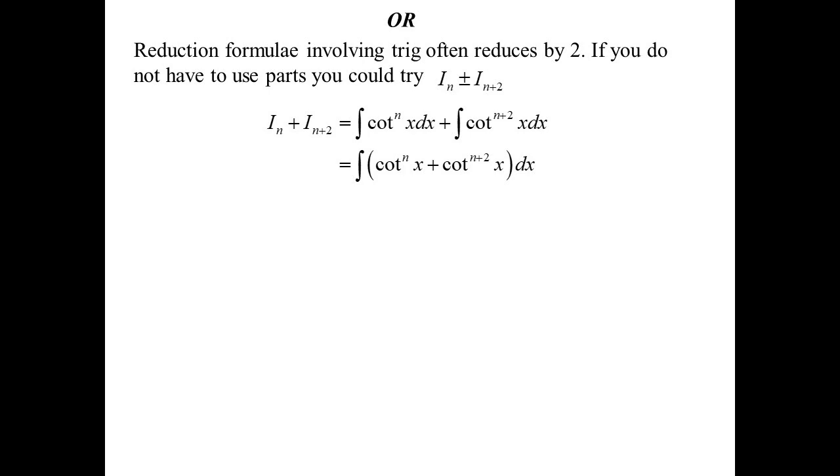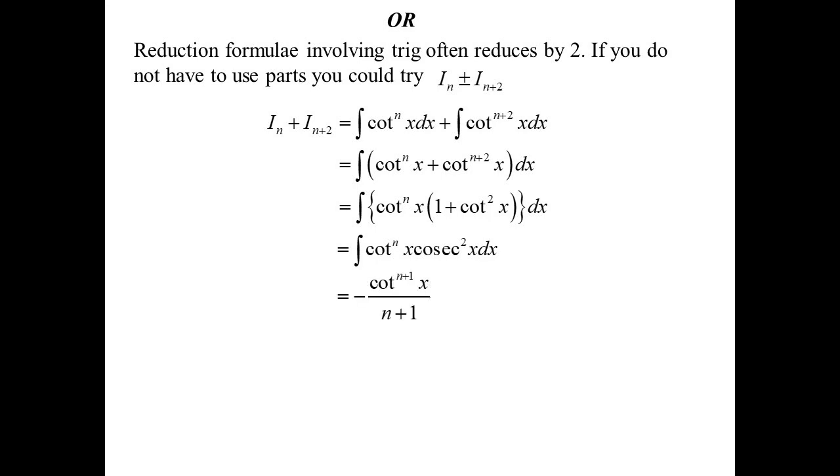I'm going to see what happens when we add these two things together. I n plus I n plus 2, I would get cot to the power of n plus cot to the power of n plus 2. Now there, I can factorise the cot to the power of n, and I get 1 plus cot squared. And so I have cot to the power of n times cosec squared. That I can do because I've got derivative times function to the power of n there. So add 1 to the power over the power. Now all I've got to do is rearrange it, and I've got a formula. I n plus 2 is equal to this expression.